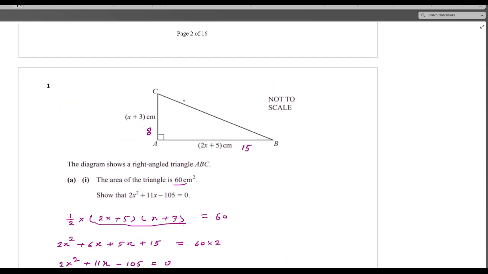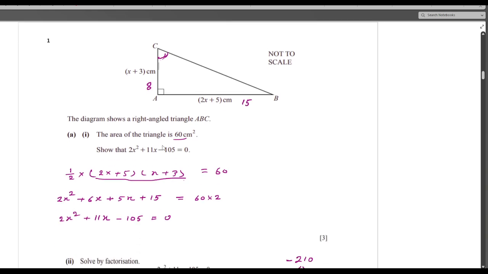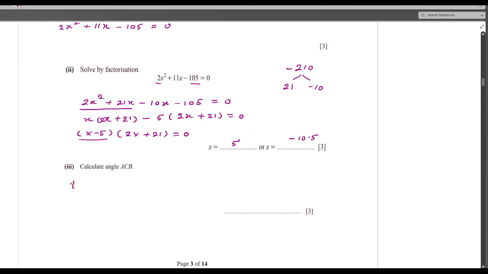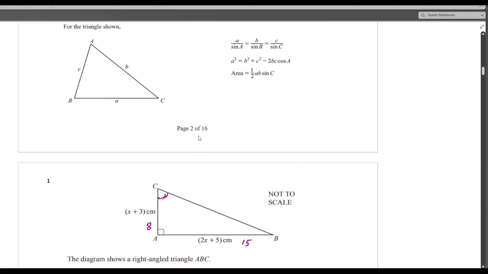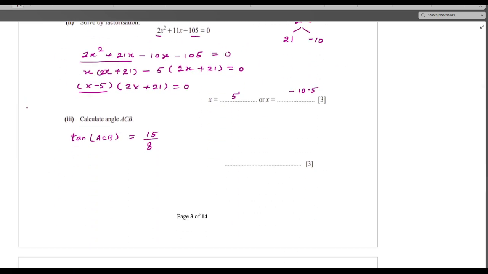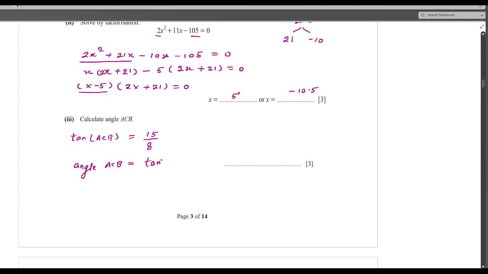Now I have to find out angle ACB. So for that we can use tan of angle ACB is equals to 15 upon 8. Let us write tan of your angle ACB will be equals to opposite, which is 15, divided by adjacent, which is 8. Therefore your angle ACB will be equal to tan inverse of 15 divided by 8.